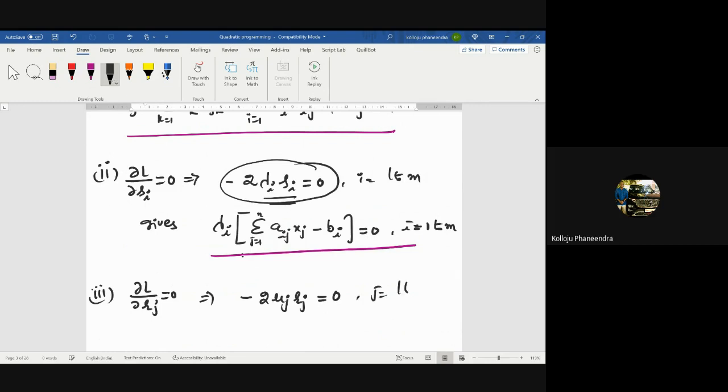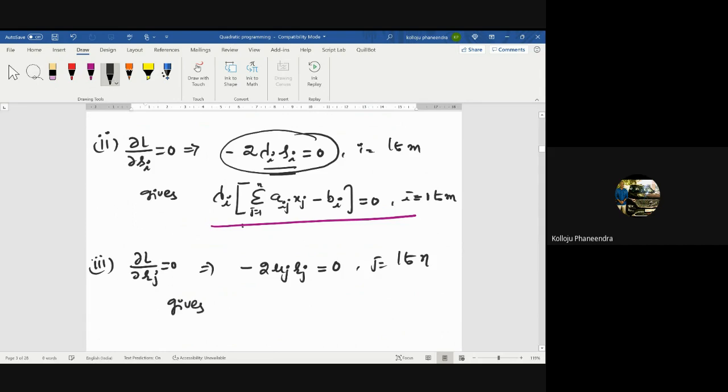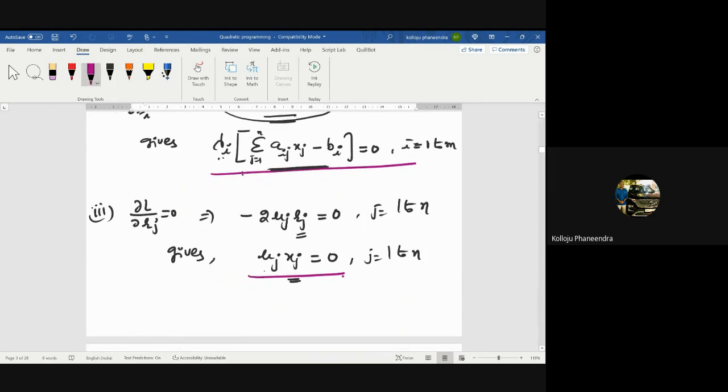Summation j equal to 1 to n, and if I simplify this, you will get mu j into xj. What is the constraint here? Mu j multiplied by xj, and lambda I multiplied by its constraint. Corresponding to lambda I, what is the constraint? This was the constraint, so the multiplication is 0. Corresponding to rj, what is the constraint? Xj. So mu j into xj equals 0, j equal to 1 to n. This is another constraint.